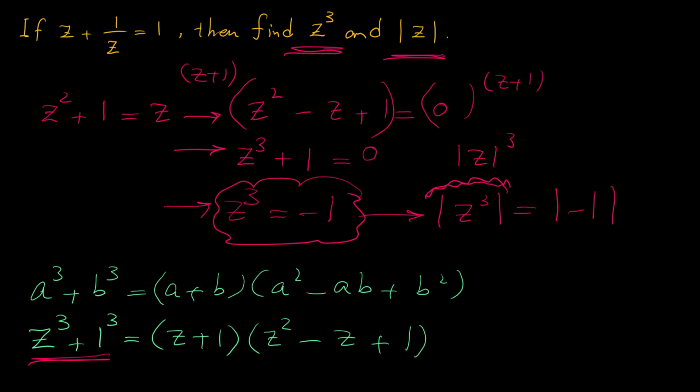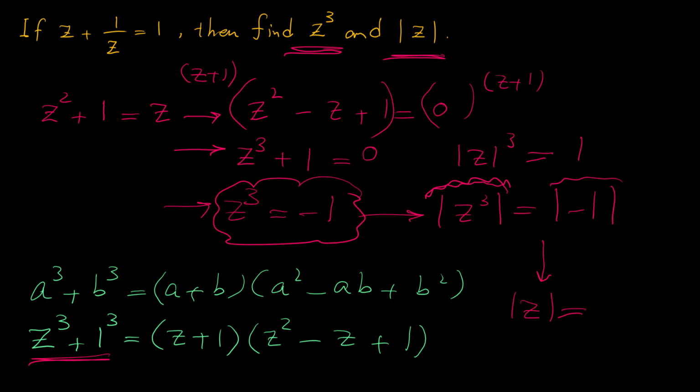This is one of the properties of absolute value in the complex numbers. So absolute of z to the 3 is the same as absolute of z to the 3. And this equals 1. So absolute of z to the 3 is 1. So then from here, if absolute of z to the 3 is 1, what would be absolute of z?